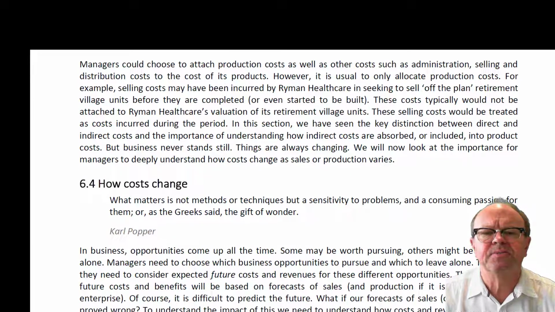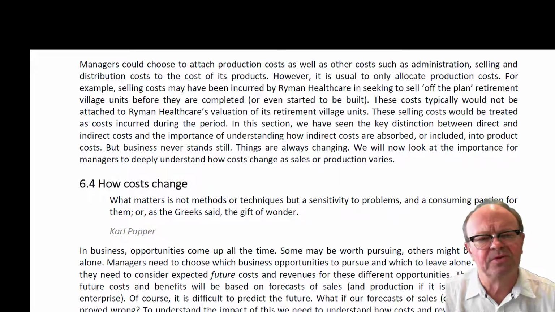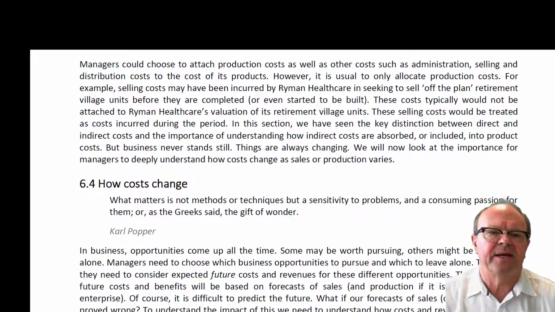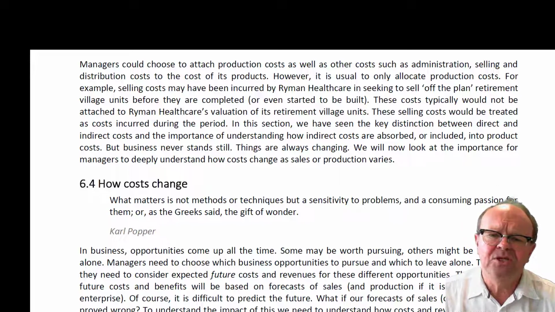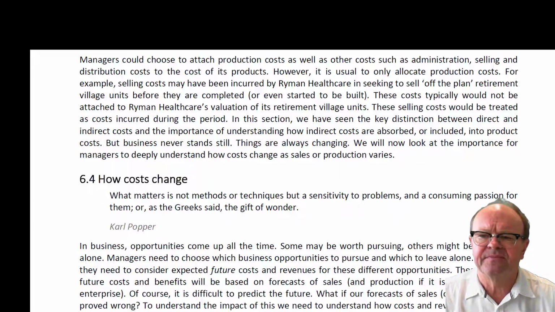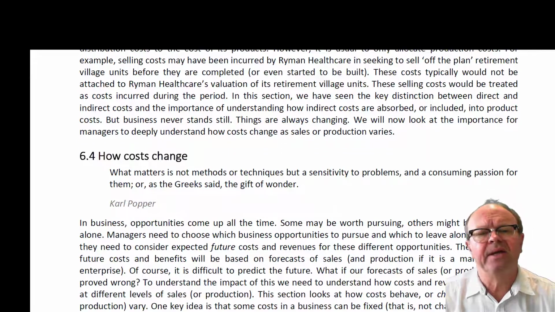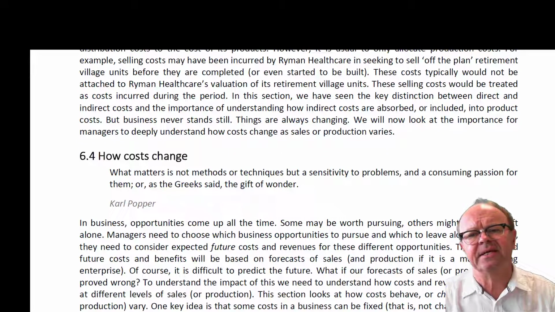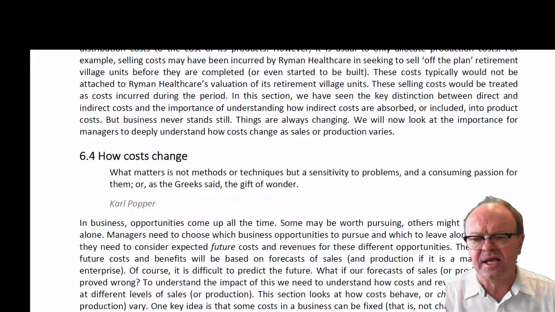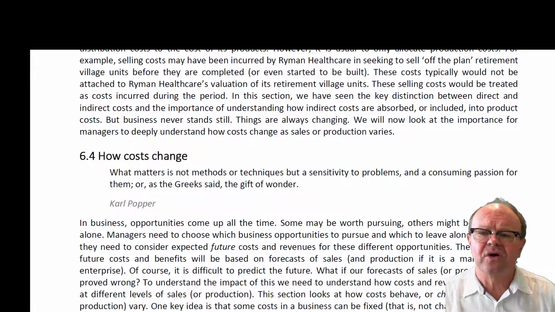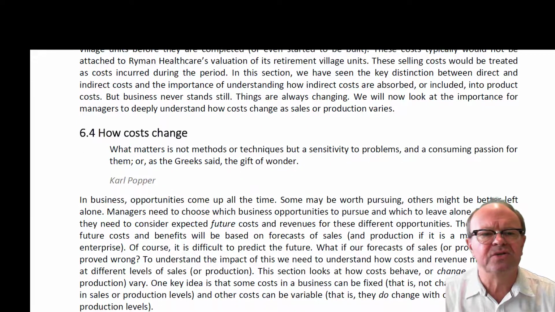Managers could choose to attach production costs as well as other costs such as administration, selling and distribution costs to the cost of its products. However, it is usual to only allocate production costs. For example, selling costs may have been incurred by Ryman Healthcare in seeking to sell off-the-plan retirement village units before they are completed or even started to be built. These costs typically would not be attached to Ryman Healthcare's valuation of its retirement village units. These selling costs would be treated as costs incurred during the period.